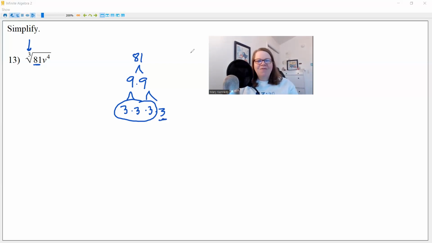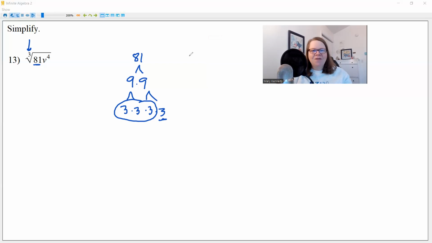All right, let's talk about the V's. There's V to the 4th. That just means V times V times V times V. 4 of them multiplied together. And again, I'm looking for groups of 3. So I've got 3 of them here, and I have 1 left over, just like the other one. That's interesting. It doesn't always work that way.